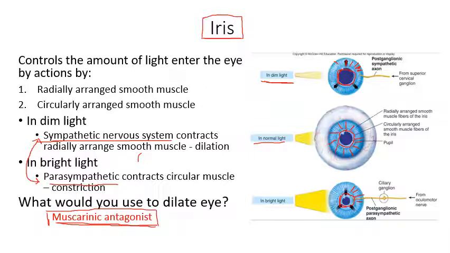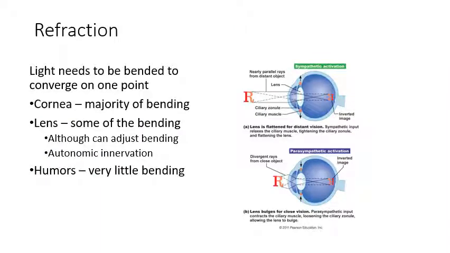But realize the iris's function is to control the amount of light coming in. In dim light, we want more light getting in to those photoreceptors, so we dilate. In bright light, we don't want as much light in, because all this light would bleach out the receptors and we wouldn't be able to make any distinction between light, so we want to constrict. So now we've limited the light coming in.